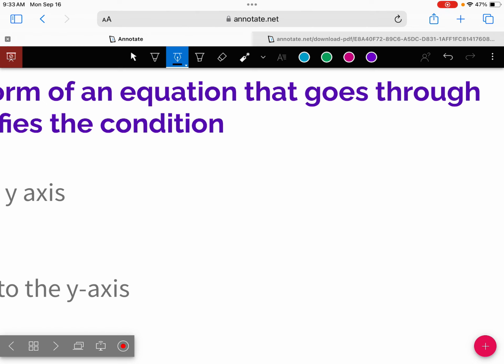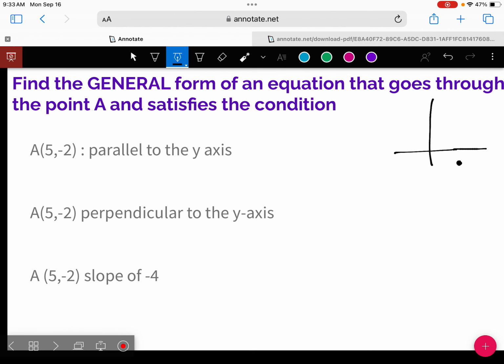When in doubt on something like this, if they're giving you a visual and you are a visual person, sketch it out. So I'm just going to give us a really quick sketch. So 5, negative 2 is somewhere down here. It needs to go through that point, and I also need it to be parallel to the y-axis. So what is that going to look like?